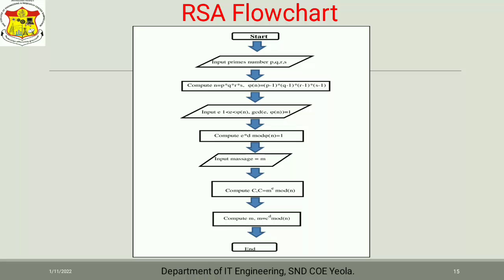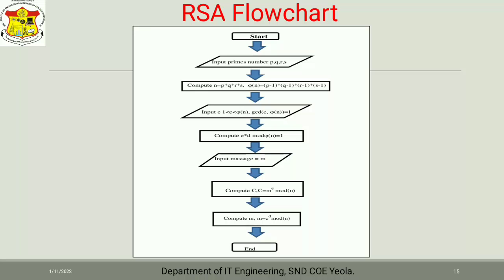Flowchart of RSA algorithm. First, start. Input prime numbers, that is P and Q. Second, compute the value of n. N is equal to P into Q. Then calculate phi of n, that is totient function of encryption and decryption. How to calculate totient function? P minus 1 into Q minus 1. And next step, choose the value of E. E is nothing but encryption key, that is public key.